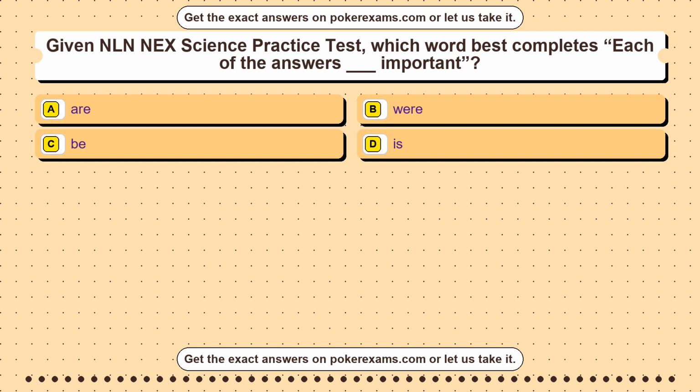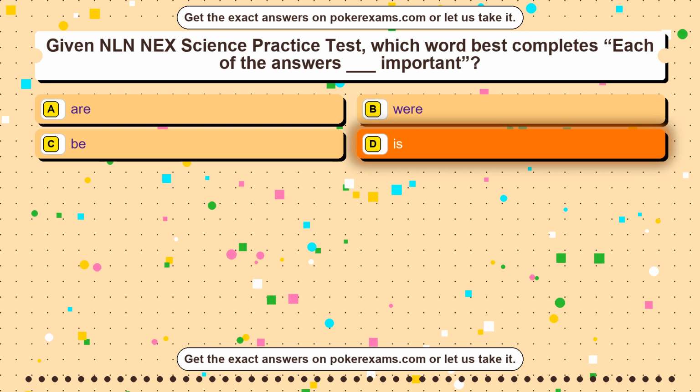Question 38. Given GET RLA practice test, which unit measures volume? Option A meter. Option B gram. Option C degree. Option D liter. The correct answer is option D.